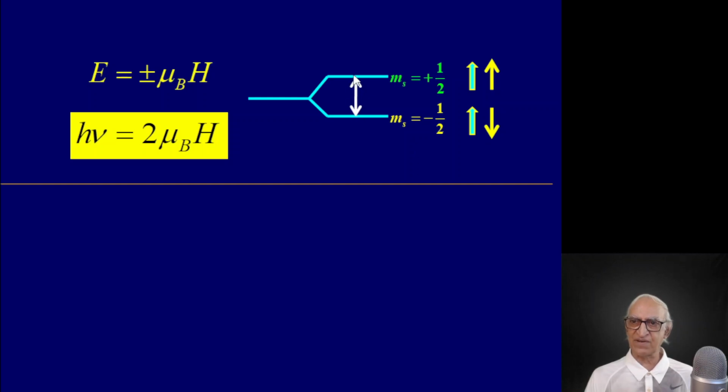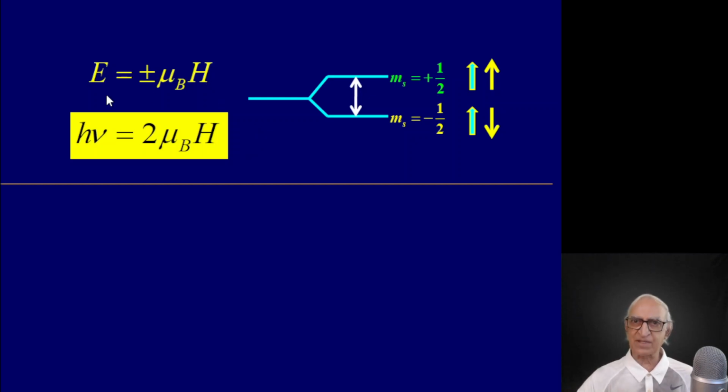And this difference in energy, delta E, which is h nu, is given by 2 mu b times h, where mu b is the Bohr magneton. It is made up of fundamental constants. So this is the magnitude of splitting of an energy level of an electron in an external magnetic field.